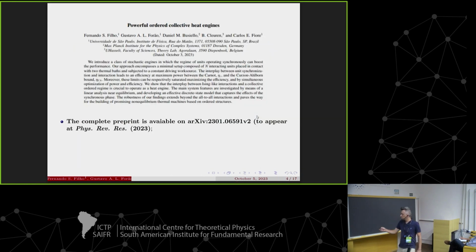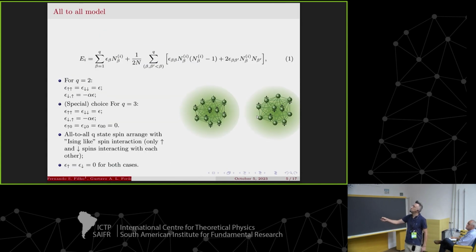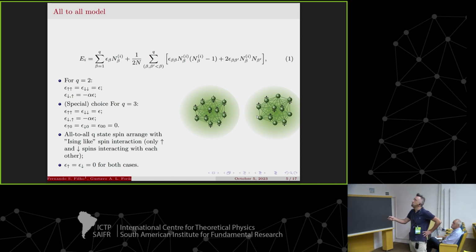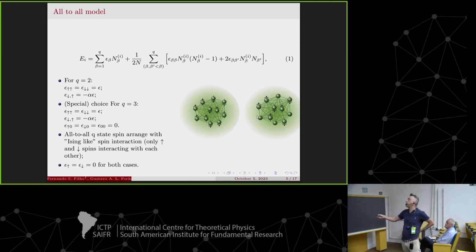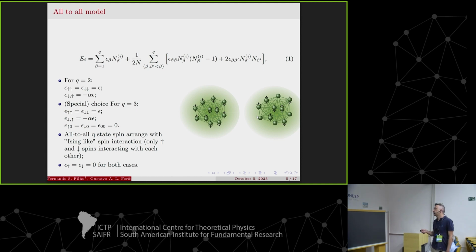More details you can find in this reference, on arXiv. This is the typical setup in the first part: you consider a collection of interacting particles. We have a term that accounts for the interaction when the units are in distinct states. For simplicity, you can consider several states per unit. In this case, you consider two or three state cases, but the generalization is straightforward. This term accounts for the interaction when units are in the same state.